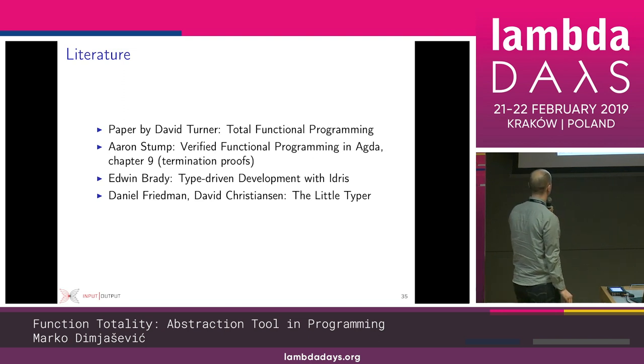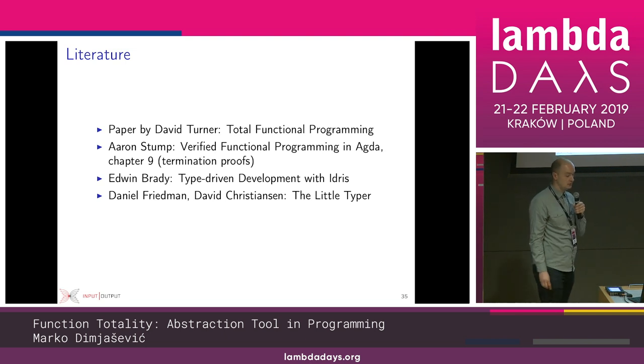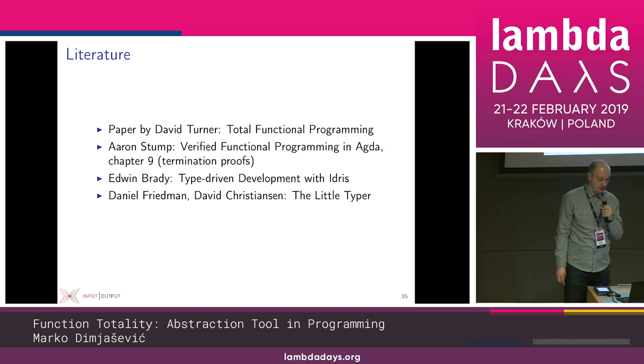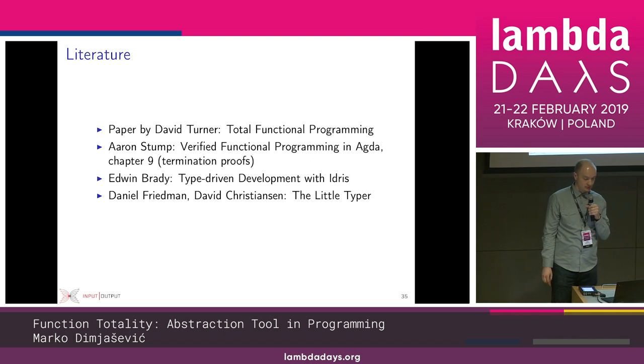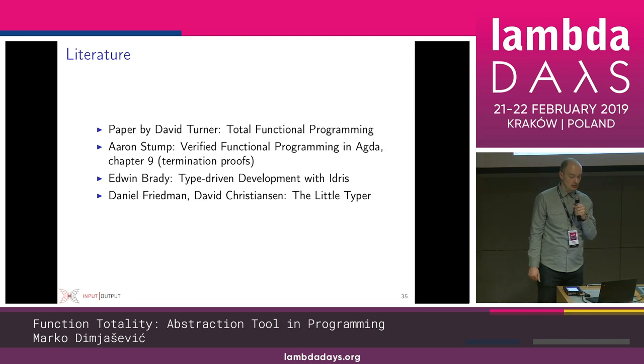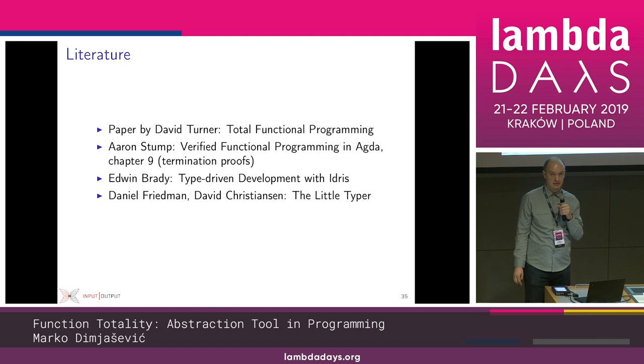There's also a book by Aaron Stump, one particular chapter, chapter 9 on termination proofs. The book is called Verified Functional Programming. It's in Agda, but it's a language quite similar to Idris. And then there is a quite new book by Friedman and Christensen, The Little Typer. It's from the Little series. They write about dependent type theory and how you can use it to write your programs.